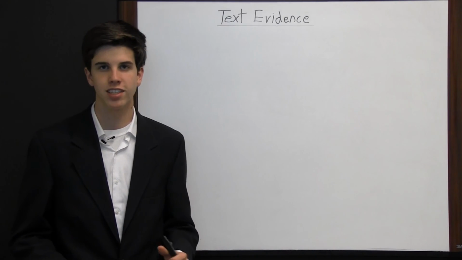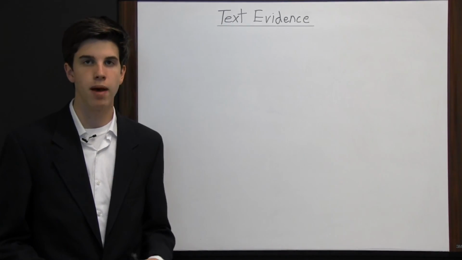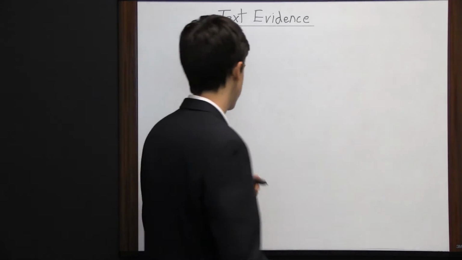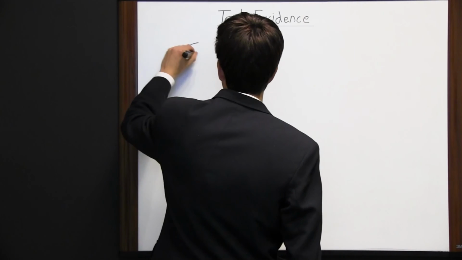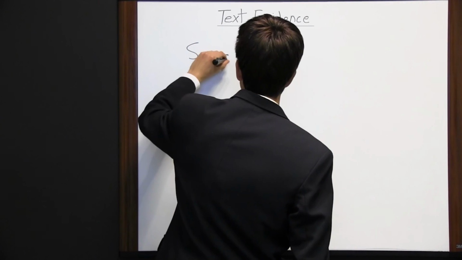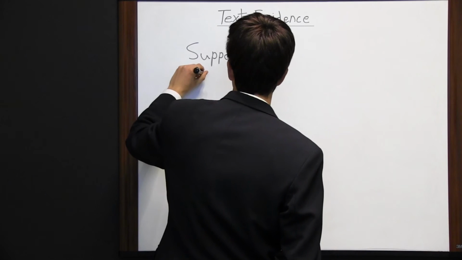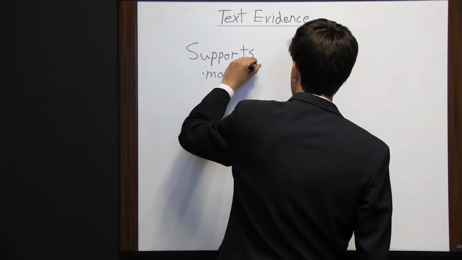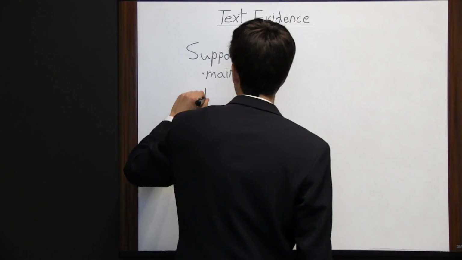Text evidence is basically information in a text that backs up the main point or points in general throughout the story. So I want to write up some main points up here about text evidence. So like I said, it supports. The things it supports are the main point or the points throughout the story.